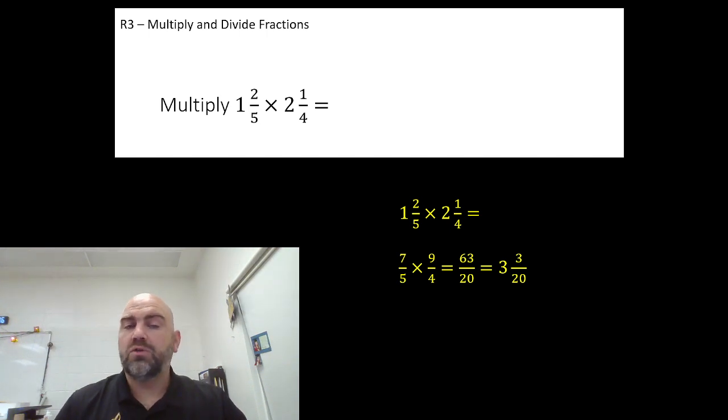Now, if we want to do it using mixed numbers, and this is what I see in my class a lot, here's the process that we have to do. In general, we have to multiply everything in our first mixed number, because there's two parts, a whole number and a fraction, to everything in the second mixed number. So I'm going to start with our whole numbers. 1 times 2, and that is 2.